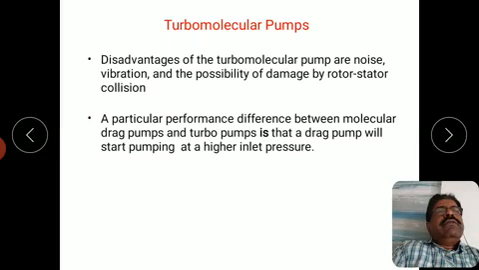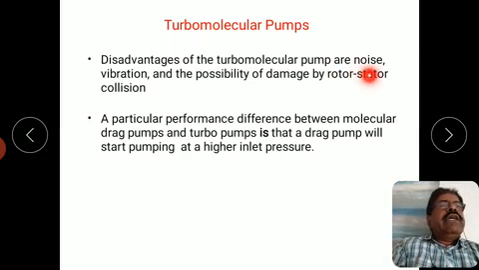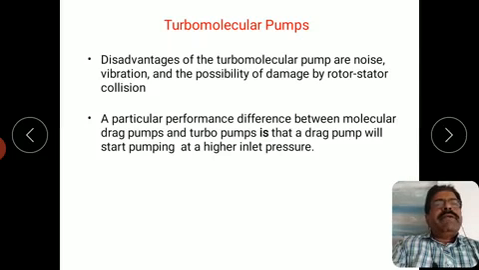There is one typical disadvantage or drawback, you can say, related to this turbomolecular pump. Since the rotor blades are moving with a very high velocity, a lot of noise and vibration is involved in the case of a turbomolecular pump, and in case of slight mechanical deviation of the positions of the rotor or stator blade, there can be a collision among them, and with such a very high velocity, the rotor stator collision can damage this turbomolecular pump.